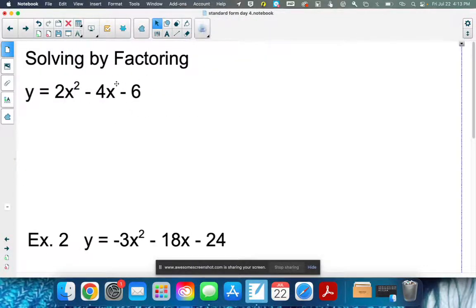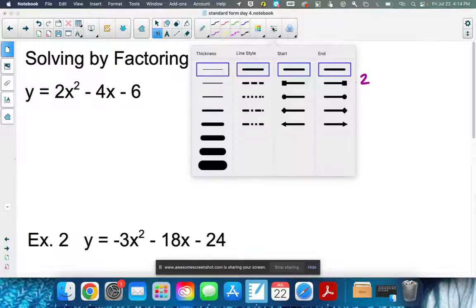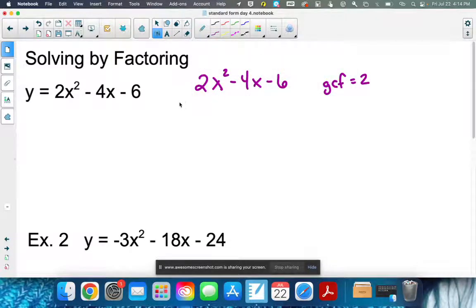Okay, so that's the difference between solving by factoring and just factoring. Let's concentrate on the actual function right now. 2x squared minus 4x minus 6 has a GCF of 2. So I'm going to divide that out of all 3 pieces. So 2, and if I divide 2 out of all of those, I'm going to get x squared. Negative 4 divided by 2 is negative 2. Negative 6 divided by 2 is negative 3.